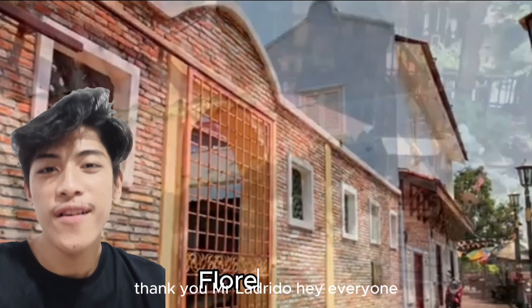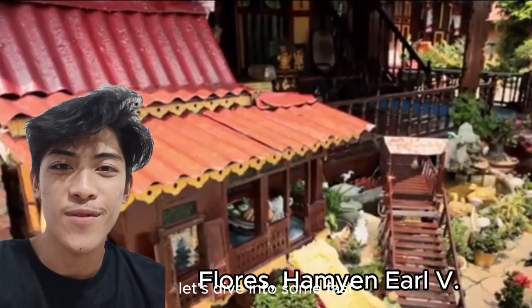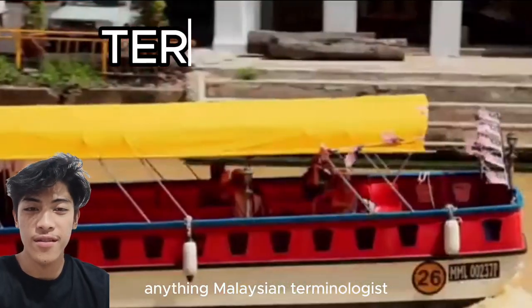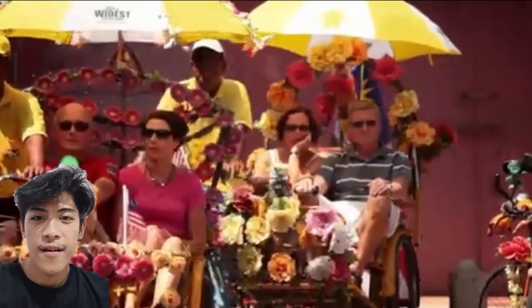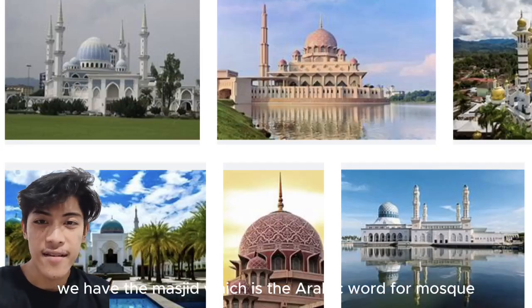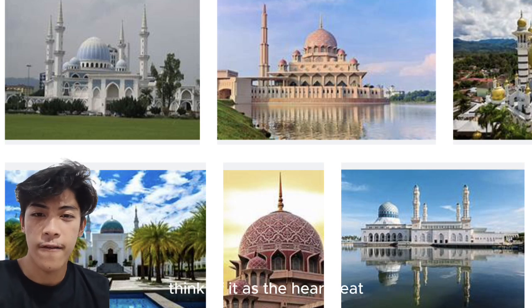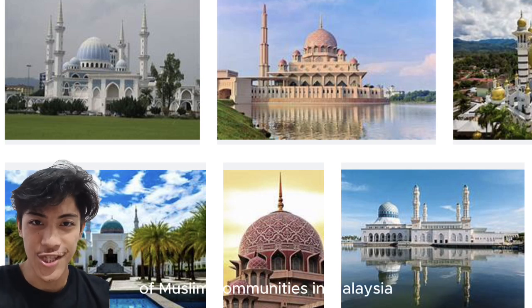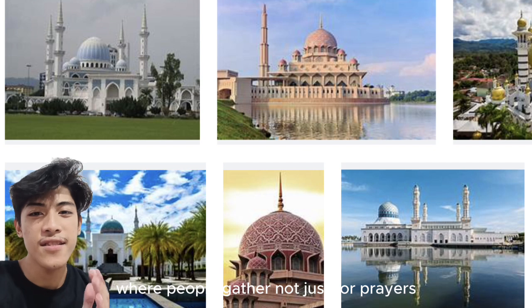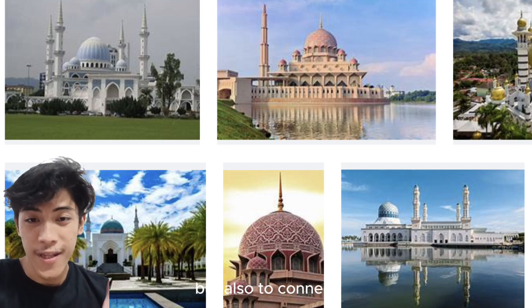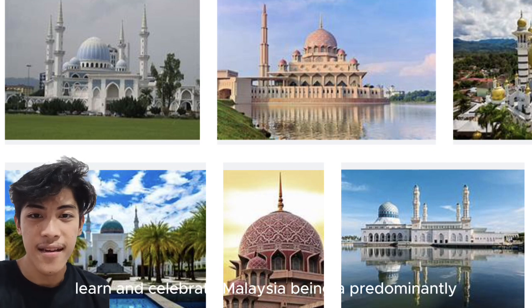Thank you, Mr. Ladrido. Hey everyone, let's dive into some fascinating Malaysian terminologies related to mosques and their architecture. First up, we have the masjid, which is the Arabic word for mosque. Think of it as the heartbeat of Muslim communities in Malaysia, where people gather not just for prayers, but also to connect, learn, and celebrate.